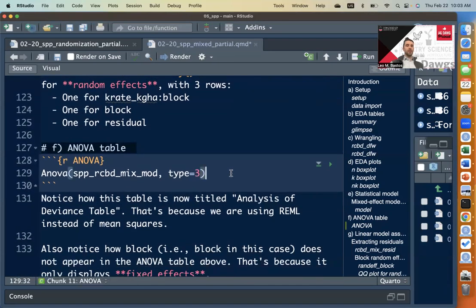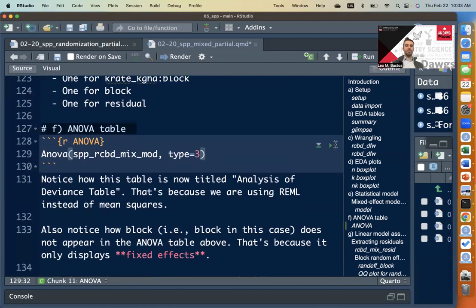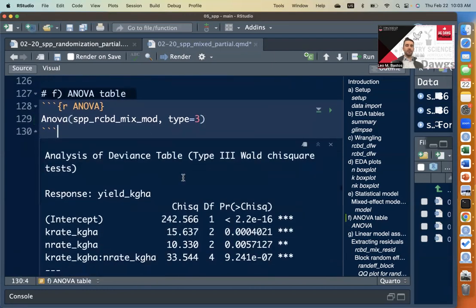All right, so let's go ahead and check our ANOVA with a type 3, uppercase ANOVA, left to the code there.